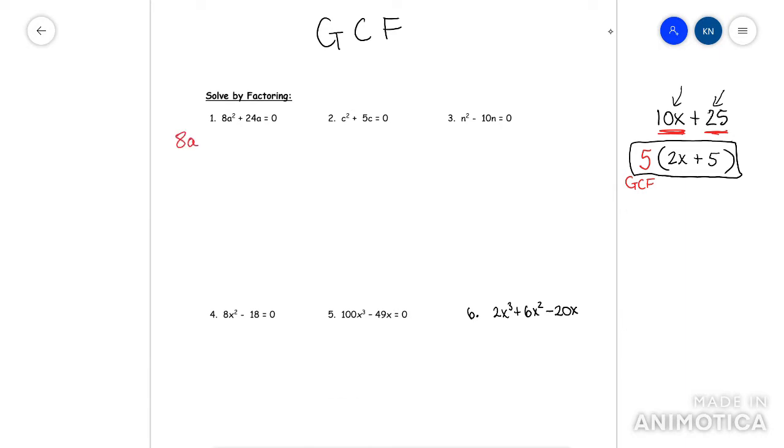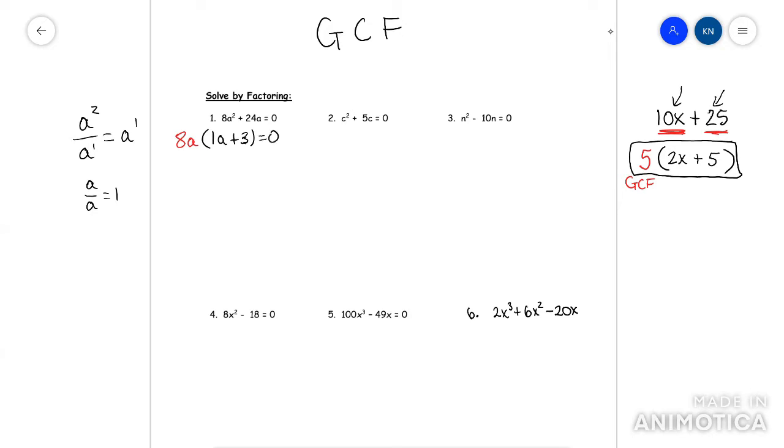When I take that out, basically you're dividing. So 8 divided by 8 is 1. A squared divided by A is A to the 1, so this is 1A. 24 divided by 8 is positive 3, and A over A is just 1, so it's like 3 times 1, really. You can just leave it plus 3. Like that. So this would be factored form.